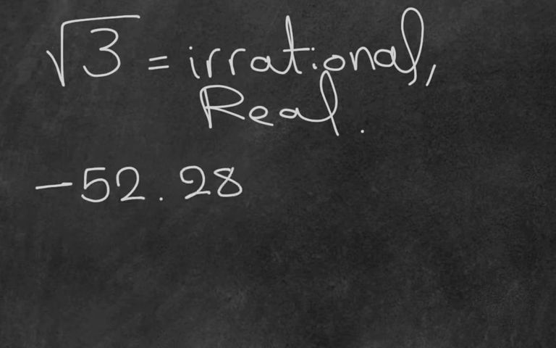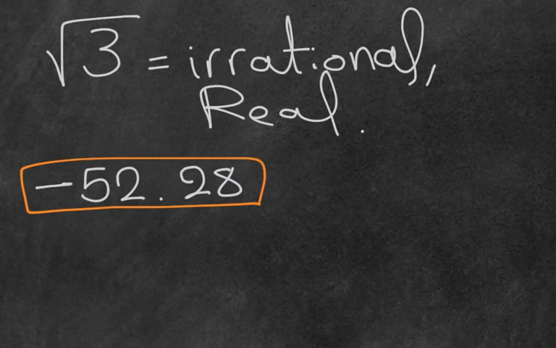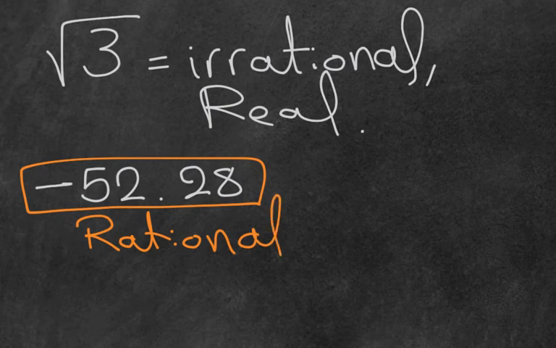Now we have negative 52 and 28 hundredths. Here we have a decimal. It's terminating. If it's a terminating decimal, it means it's rational. And can we say it's natural? No. Can we say it's an integer? Natural and integer mean whole numbers, so it's not natural, not an integer. It's rational and it's a real number. Each rational is a real number.